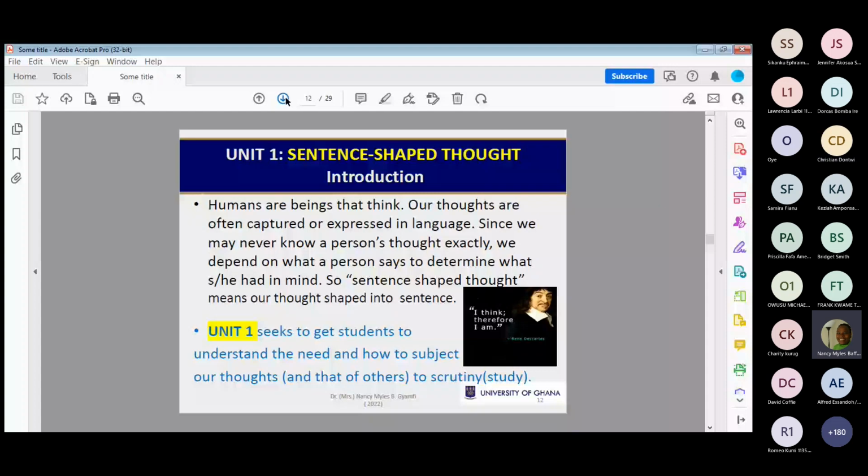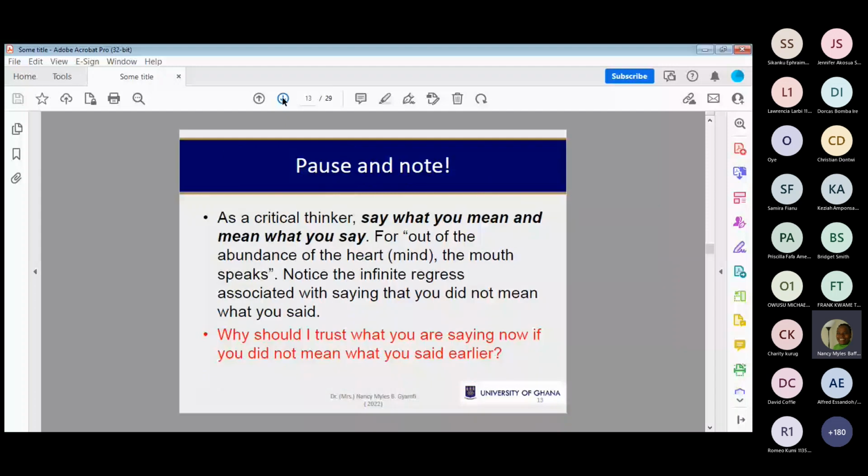Since I may not enter into your thoughts to know what you have there, I listen to what you are saying to be able to read your thoughts. Now someone will say, oh, but doc, sometimes we don't say what we mean. Sometimes the things we say, we don't really mean them. The point is, don't say what you don't mean, because I won't be able to know whether you meant it or not.